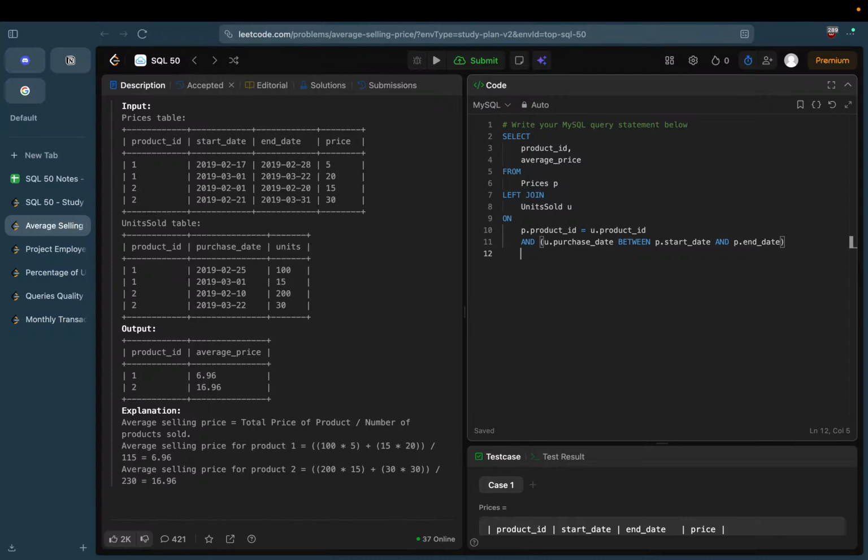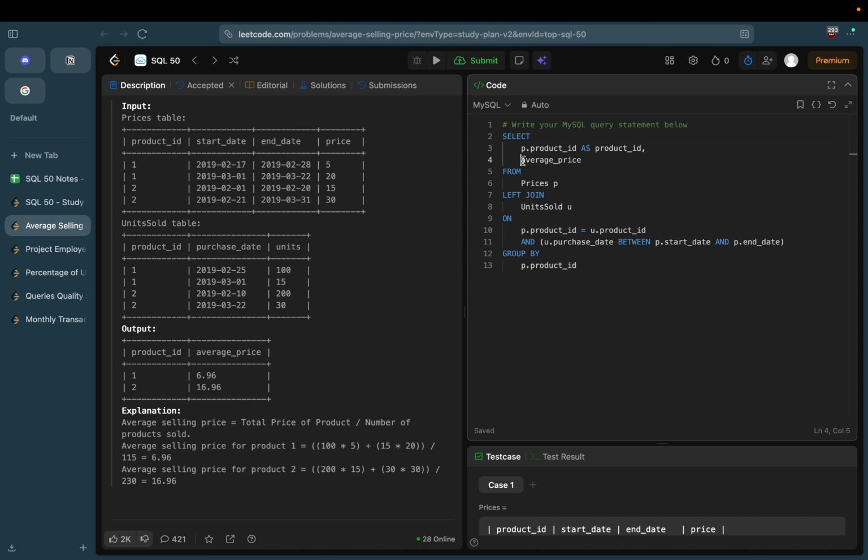We'll be getting on to the calculations next after grouping the results. Group by, we need to group it by product id, and the product id should come from the prices table, so I can write it as p dot product id, and I'll do a similar aliasing in the select statement.